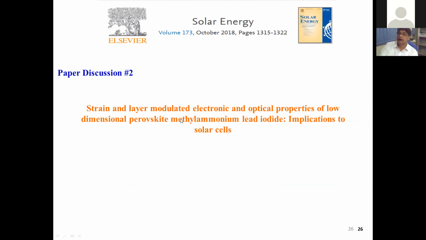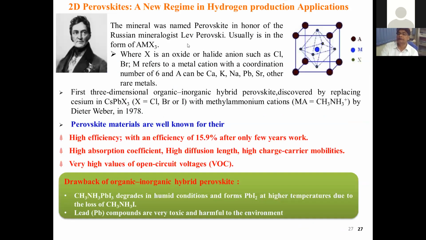So here I have selected a very popular material, perovskite material, for this study. What we have done is impose a strain and change the number of layers, study the electronic and optical properties, and then try to see the implications for solar cell application, right?